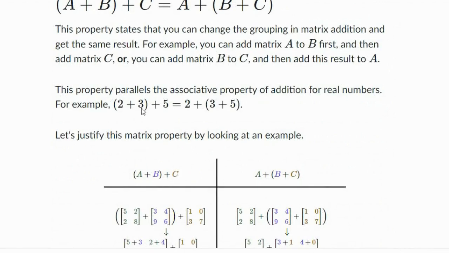The associative property, A plus B plus C equals A plus B plus C. So we can take 2 plus 3 and then add 5 to it, or we can take 3 plus 5 and then add 2 to it. But either way, we get 10.